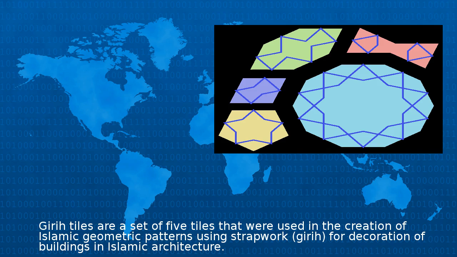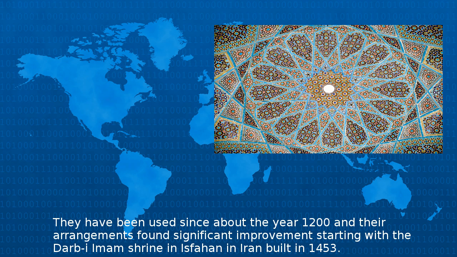Girih tiles are a set of 5 tiles that were used in the creation of Islamic geometric patterns using strapwork, girih, for decoration of buildings in Islamic architecture. They have been used since about the year 1200 and their arrangements found significant improvement starting with the Darb-i Imam shrine in Isfahan in Iran built in 1453.